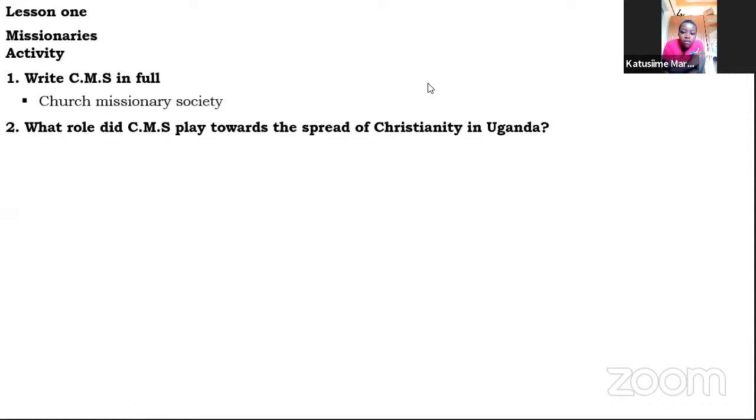Spread Christianity. The Church Missionary Society taught reading and writing in Uganda. Good trial. Now let's get another answer.